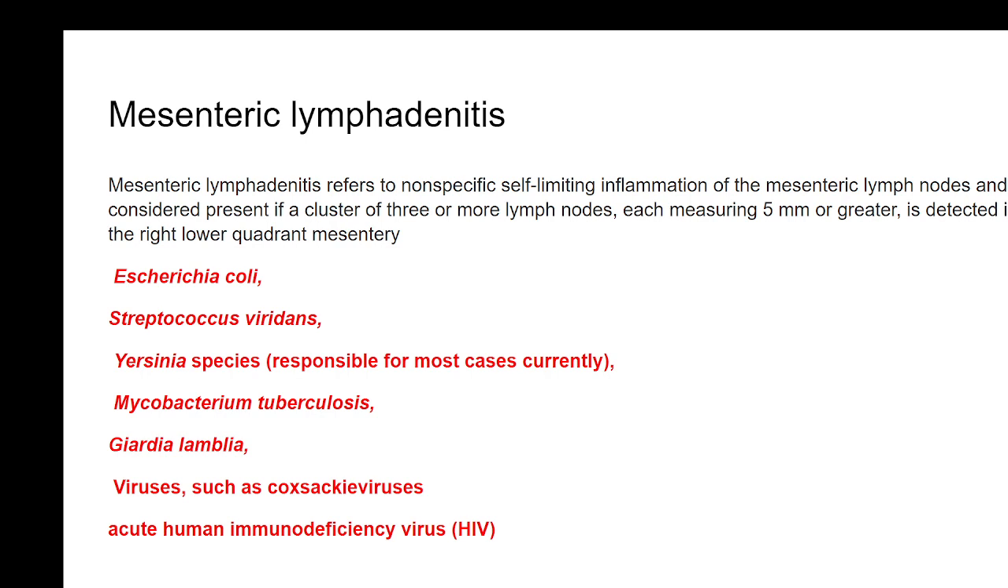The organisms which produce this mesenteric lymphadenitis could vary. Either it could be Escherichia, Streptococcus.